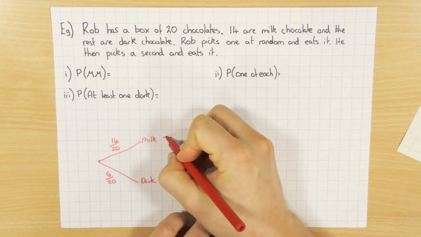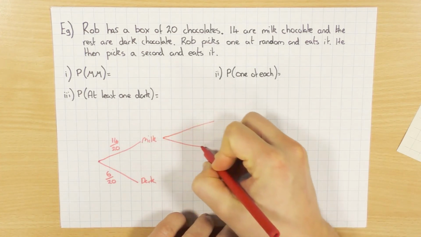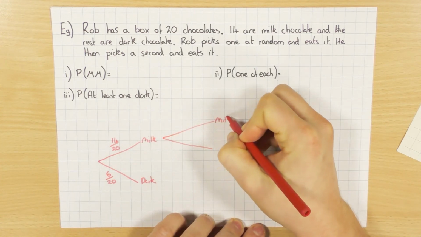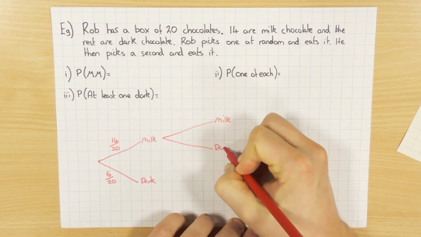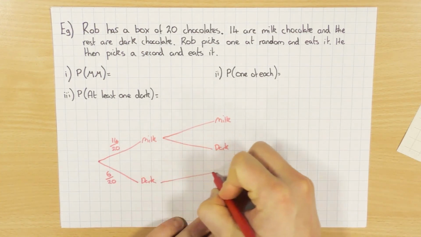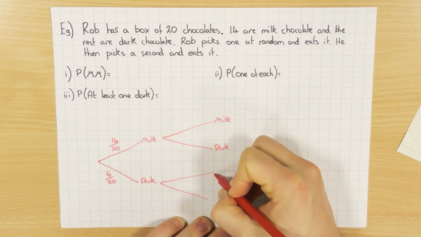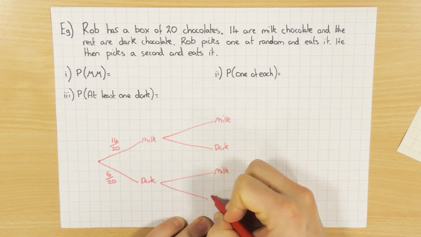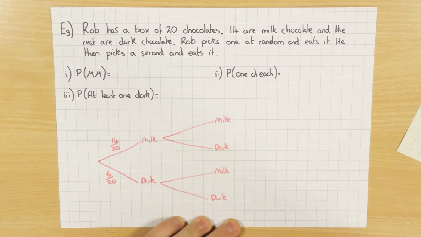And obviously the second one is still going to have the same choices. He can still get a milk chocolate or a dark chocolate, and exactly the same down here. So that's what I'm going to do. Just write that down, and then I'm going to work out the probabilities.